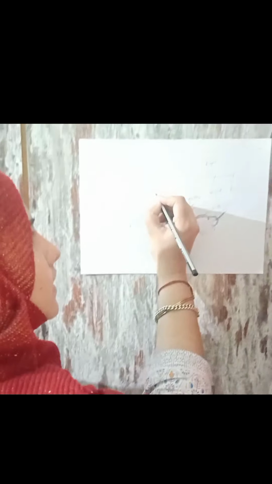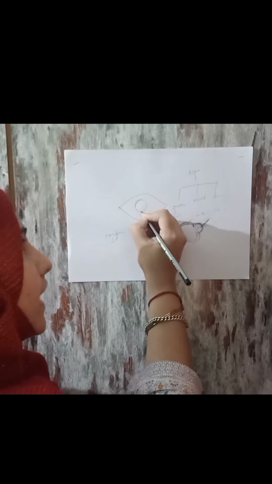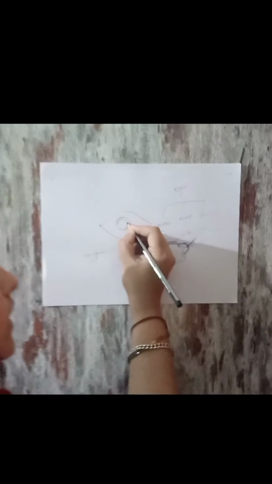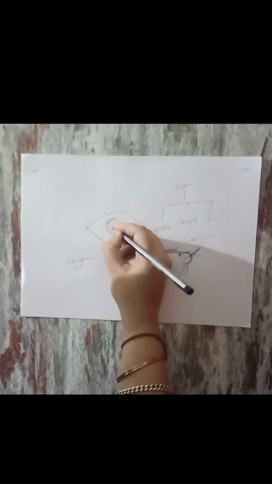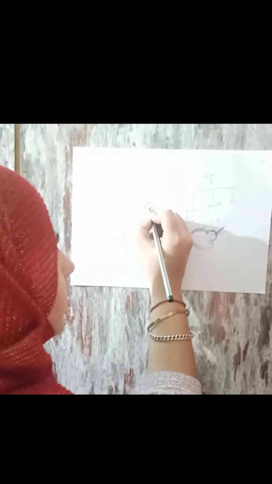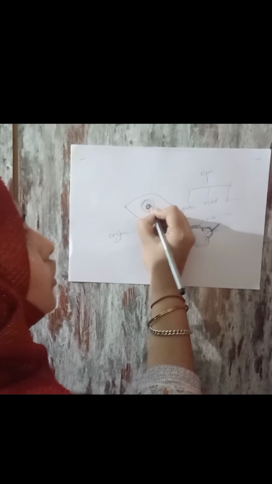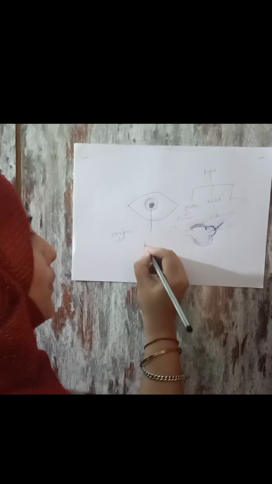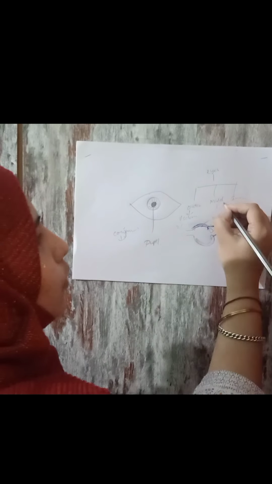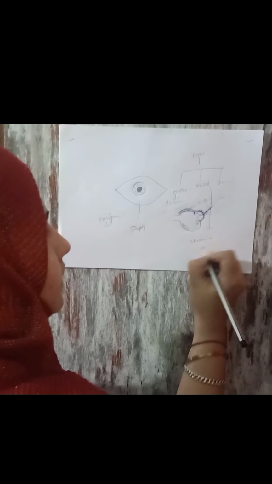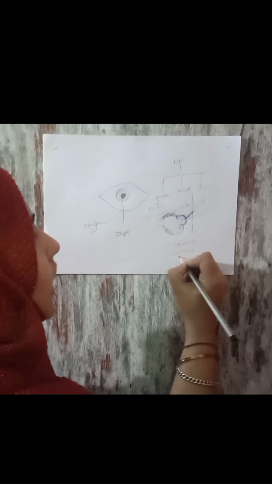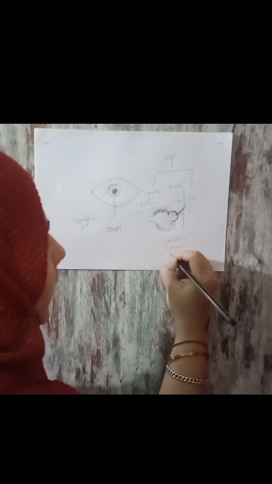Iris. What does iris do? Iris is pigmented with color and has radial and circular muscles in it that regulate the amount of light entering into the eye. Now, the rounded hole at the center of the iris through which the light enters is called pupil. Now, what are the middle layers? First is choroid, second is ciliary body, and third is iris.